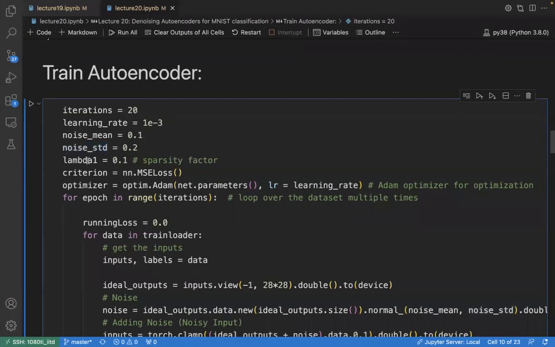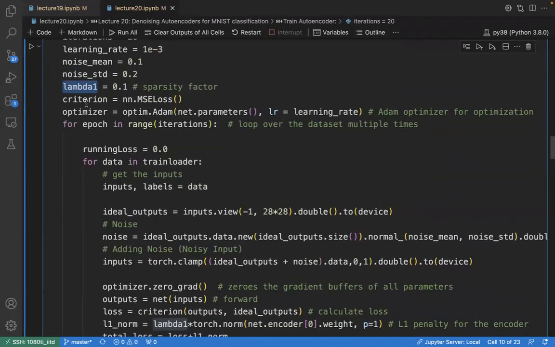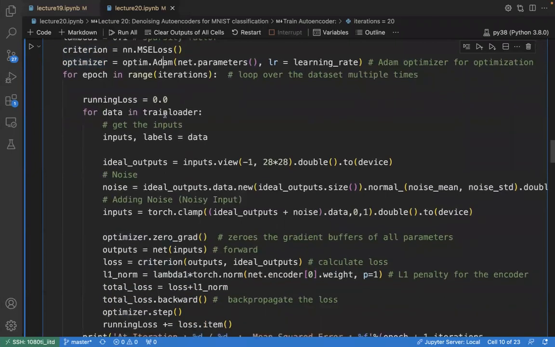And the lambda. We are also using sparsity here. Sparsity is 0.1. The criterion, the loss, is MSE loss, and the optimizer is Adam. Adam is one type of SGD. We'll learn about all these optimizers in week 5. If you have seen that, you must have learned.